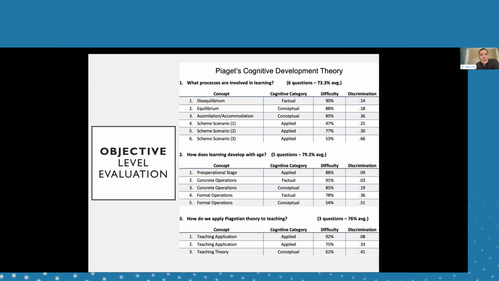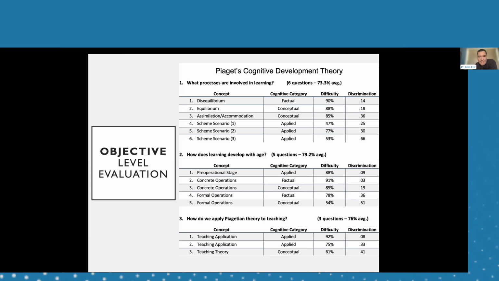Now what I look at as well is objective level evaluation. So this is an example of looking at the learning objectives for the course, for the lesson, and this again relates to Piaget's cognitive development theory. Objective number 1, what processes are involved in learning? I have 6 questions that address that. How does learning develop with age? I have 5 questions addressing that. How do we apply Piaget's theory to teaching? I have 3 questions in the exam addressing that. So this is called a table of specifications, and it's just a really nice visual and organizing tool to demonstrate, either to myself, which is my main purpose, or maybe to department or university assessment committees.